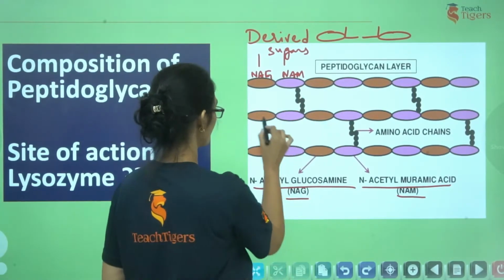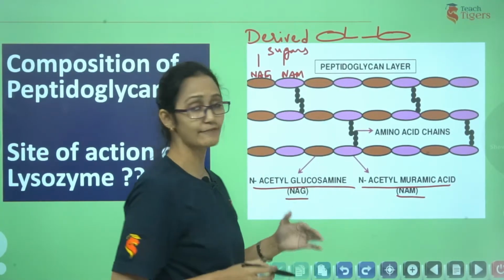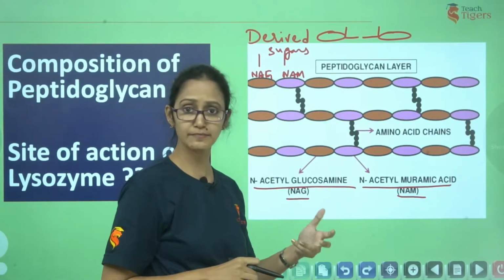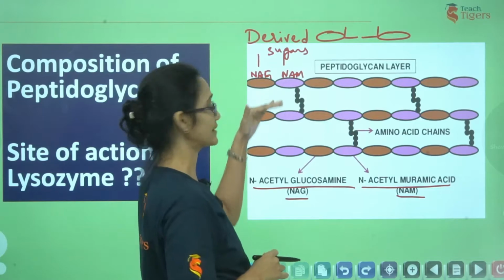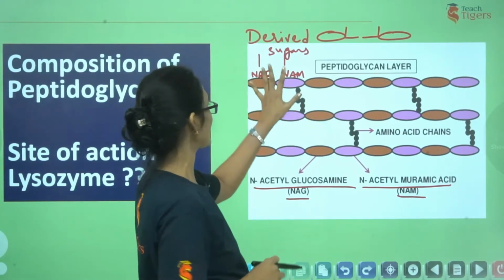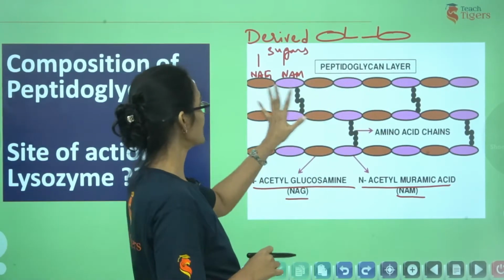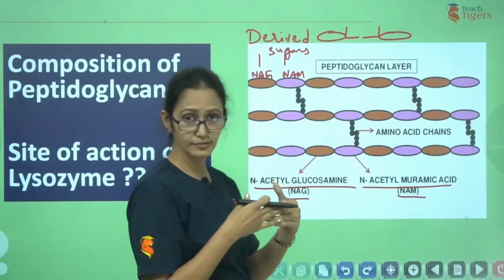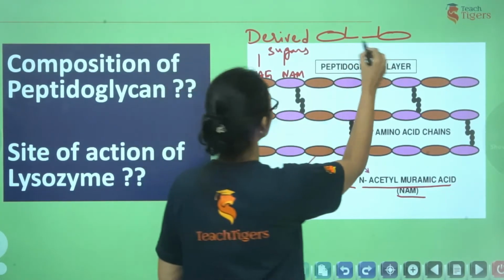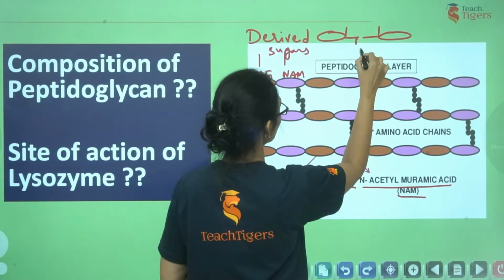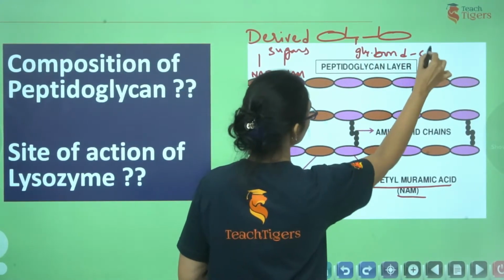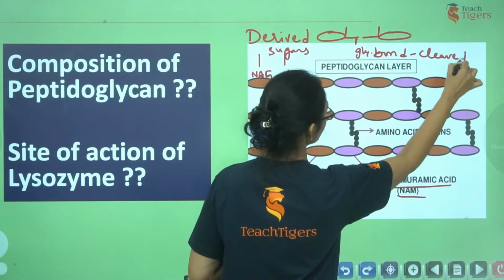linkage. So remember, when you have to break the bacterial cell, you have to make use of an enzyme called lysozyme. Lysozyme will target the bacterial cell wall. Since the bacterial cell wall is made up of derived sugar units, the sugar units are held together by glycosidic bonds, and lysozyme is going to cleave the bond between them. The bond is a glycosidic bond, and this bond is cleaved by the lysozyme.